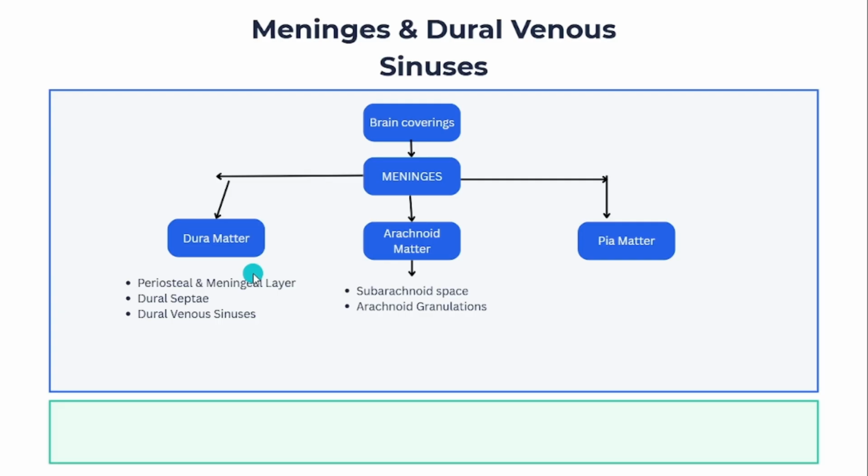Now the dura mater is made up of two layers, the periosteal and the meningeal layer, and it also forms dural septa and dural venous sinuses. Then the arachnoid mater, which is the intermediate layer, contains the subarachnoid space, and it forms the arachnoid granulations. And finally, the deepest layer is the pia mater.